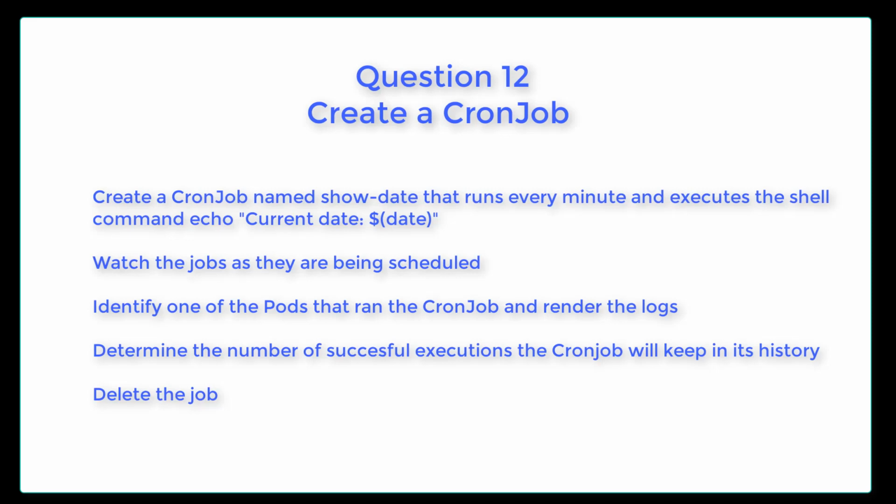Question 12, create a cron job. Create a cron job named show date that runs every minute and executes the shell command echo current date. Watch the jobs as they're being scheduled. Identify one of the pods that ran the cron job and render the logs. Determine the number of successful executions the cron job will keep in its history. And lastly, delete the job. Good luck.